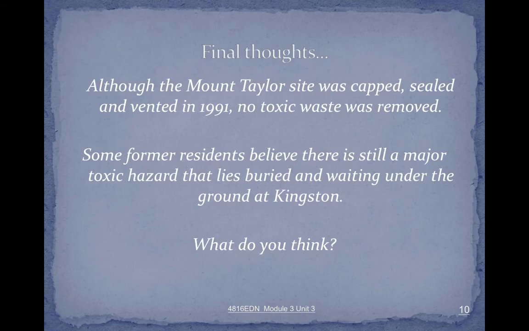So although the Mount Taylor site was capped, sealed and vented in 1991, none of the toxic waste has been removed. So basically what they have done is they've provided a barrier between the residents and the toxic waste, but the toxic waste is still there. So some former residents believe there's still a major toxic hazard that lies buried and waiting under the ground at Kingston. So what do you think?